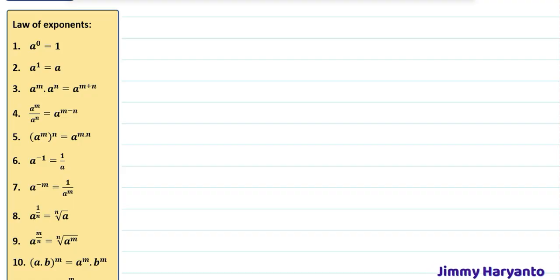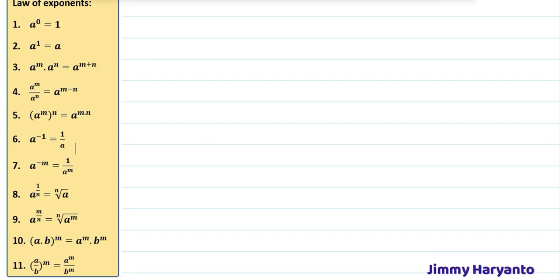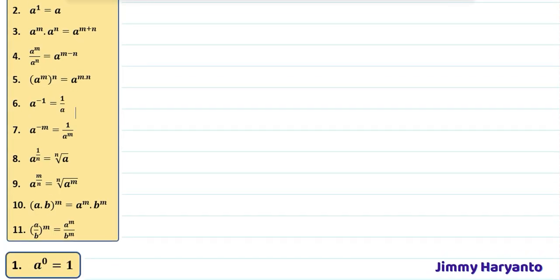Okay, and then the fourth one is the opposite of the third. When you have a to the power of m over a to the power of n, you will subtract the powers. And then when you have powers and then you have another power outside of the brackets, you will multiply it. And then a to the power of negative 1 means 1 over a. So you have to pay attention to this one because most of you are a little bit confused with these properties, yeah. And also 7, a to the power of negative m equals 1 over a to the power of m.